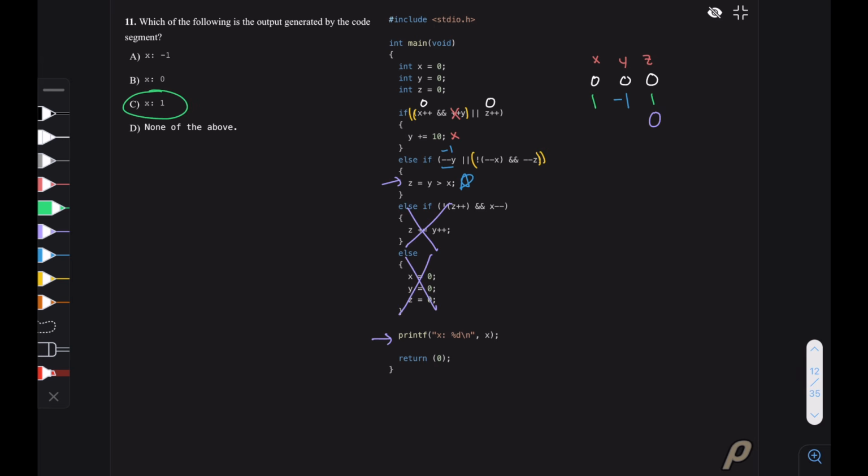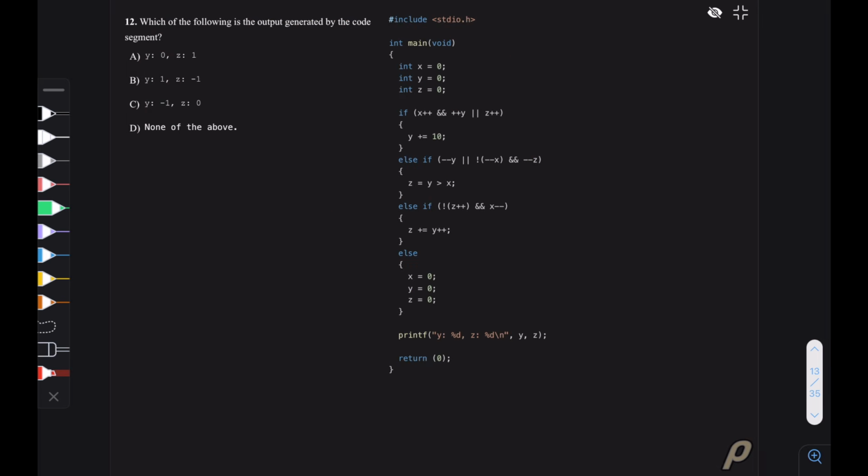So then question number 12, if you just see the previous question here, question number 11, you'll see that we found y is negative 1 and z is 0. So just look at how I did that. So that is a correct answer for this one.